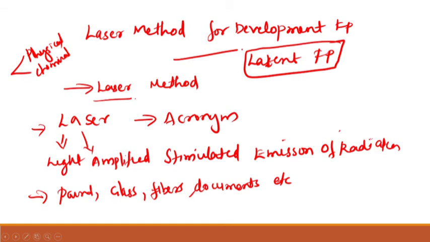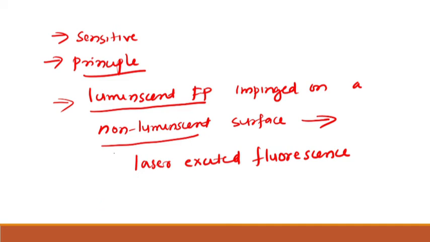Laser is an acronym for light amplification by stimulated emission of radiation, and we can use laser for identification of paint, glass, fibers, documents, etc., and also latent fingerprints. It is highly sensitive, and the principle is that a luminescent fingerprint on a non-luminescent surface will produce laser-excited fluorescence, and thus it will give an imprint of the fingerprint.